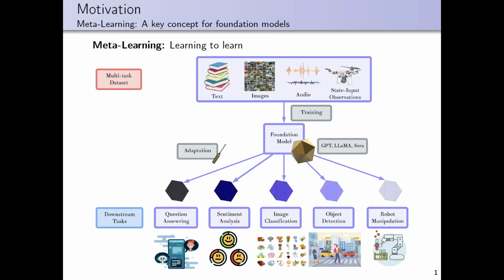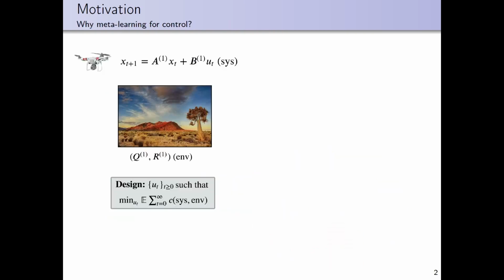So by following this trend of success of meta-learning, especially in the reinforcement learning field, why not consider meta-learning for control, where you have a linear dynamical system that describes the dynamics of a drone that is flying over this desert forest, where the conditions in this environment are parameterized by some parameters Q and R. And the objective here, in order to control this system, is to design a control sequence that minimizes the cumulative cost that depends on the system and on the environment.